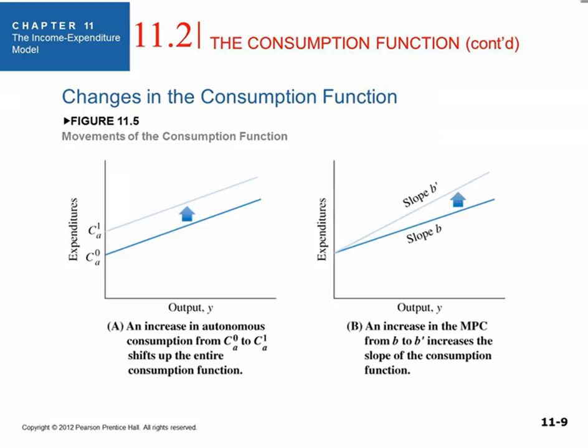Now that we understand consumption a little bit better, let's look at some changes that can occur to the consumption function. There's two basic changes. We can have a shift in the curve, and we can have a rotation in the curve. Let's start out with a shift.